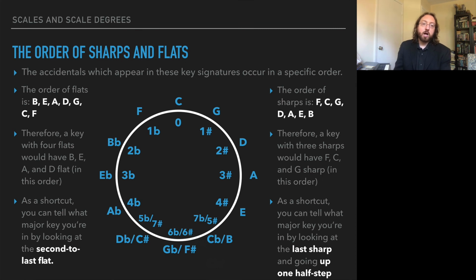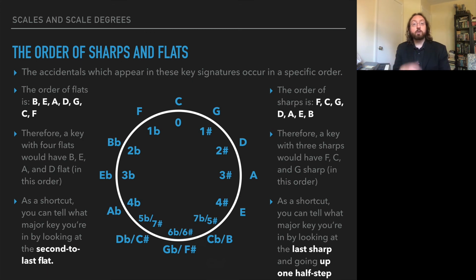In the example that I have up here, a key with 4 flats would have B, E, A, and D, specifically in that order in the key signature. And as a shortcut, if you need to tell what major key you're in by looking at the key signature, you can look at the second to last flat. You'll notice that there's no second to last flat in the key of F because there's only one. That one you just have to memorize, that F has 1 flat.